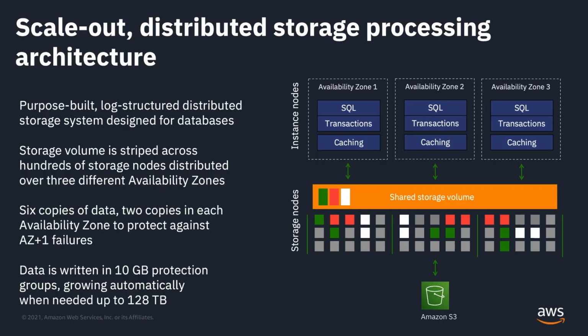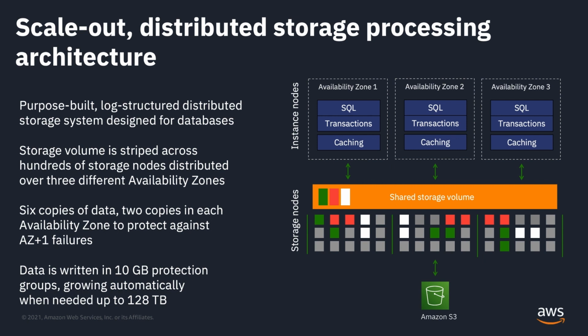Now, with that background, let's double-click a little bit on the storage architecture. The shared storage volume in Aurora gets striped across hundreds of storage nodes over 3 availability zones. Now, if you're not familiar with what an availability zone is, an availability zone is a logical data center in a region available for use by any AWS customer. Each zone in a region has redundant and separate power, networking, and connectivity to reduce the likelihood of 2 zones failing simultaneously.